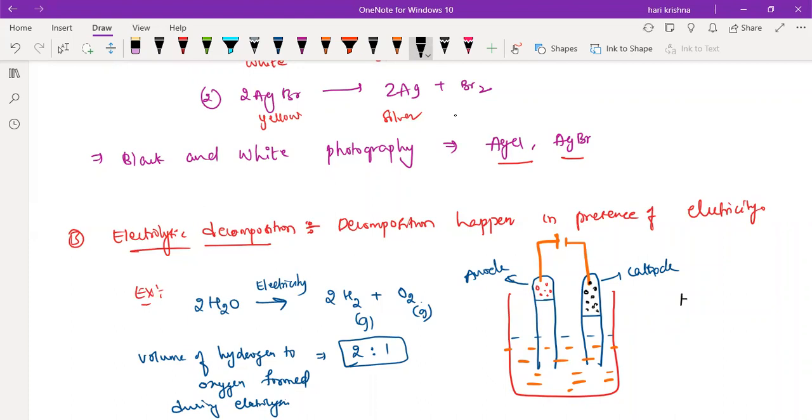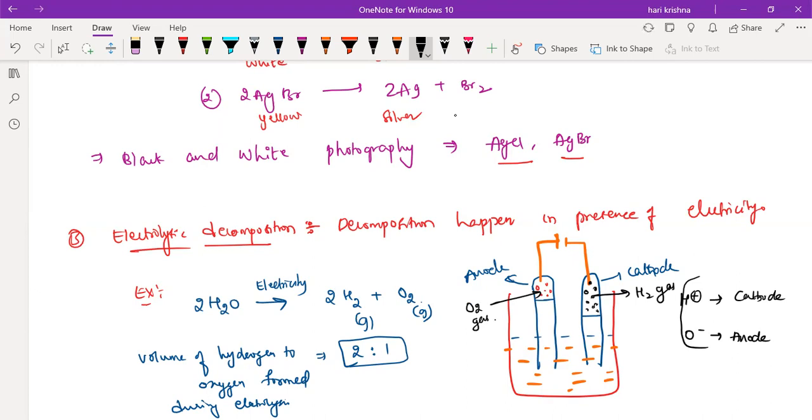Very good. Hydrogen means positive charge, right? H plus and then OH minus. Oxygen means negative charge. Negative will go and attach with the anode. Anode is a positive one. Hydrogen is positive, it will go and attach with the negative cathode. So the gas forming at the cathode is H2 gas. The gas formed at the anode is O2 gas.